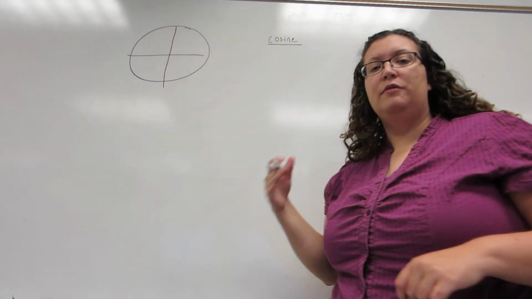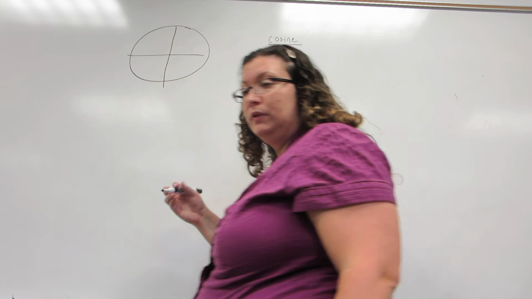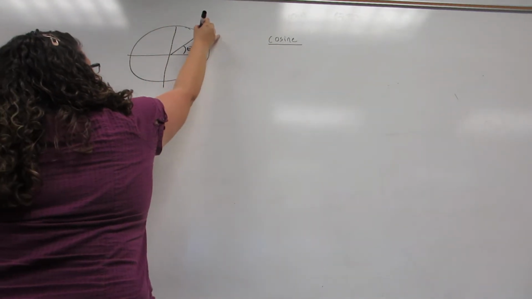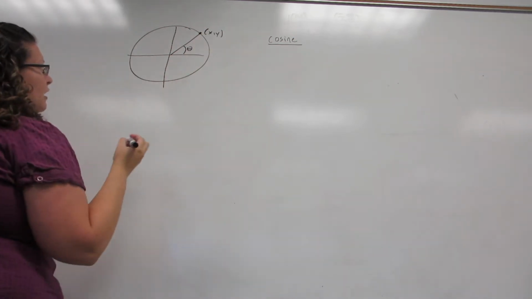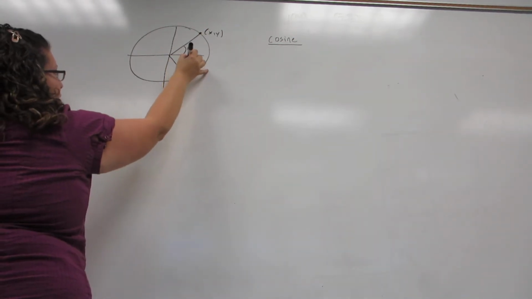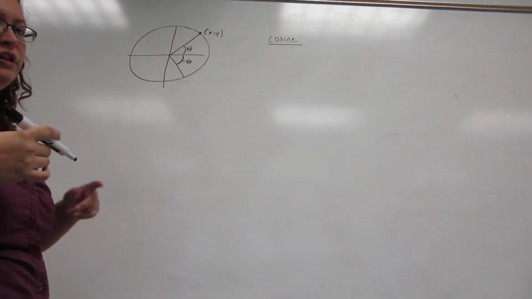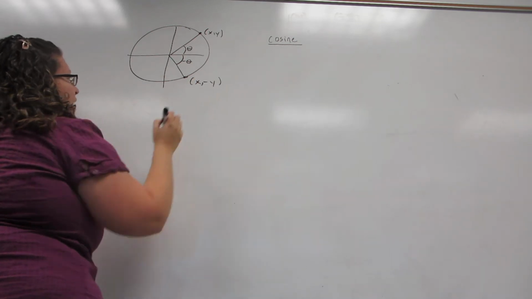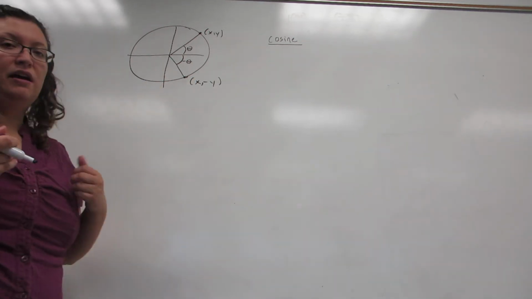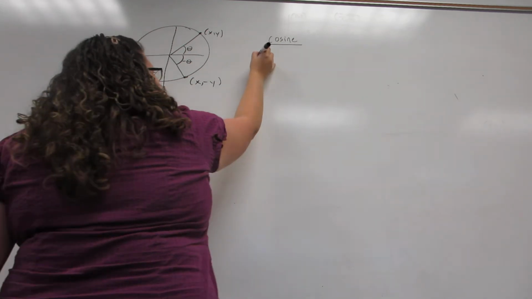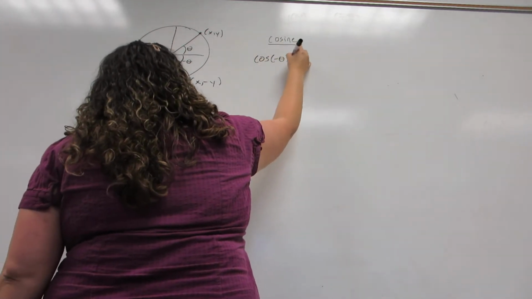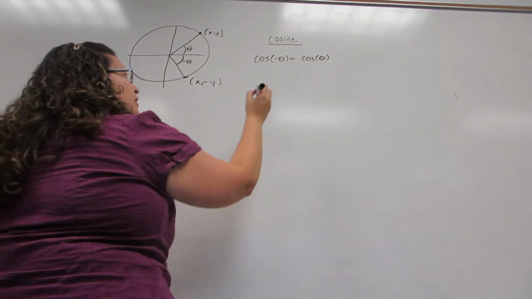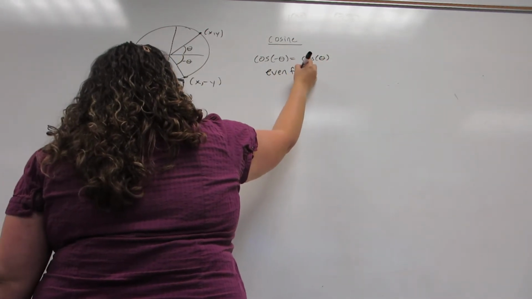Cosine is defined to be the x-coordinate on the unit circle. So, if I have an angle, theta, it will have coordinates x and y. If I look at negative theta, which is the same angle but turned the other direction, the coordinates of this point will be x, comma, negative y. Notice they have the same x-coordinate. This means that the cosine of negative theta is just equal to the cosine of theta. If you remember, this means that cosine is an even function.